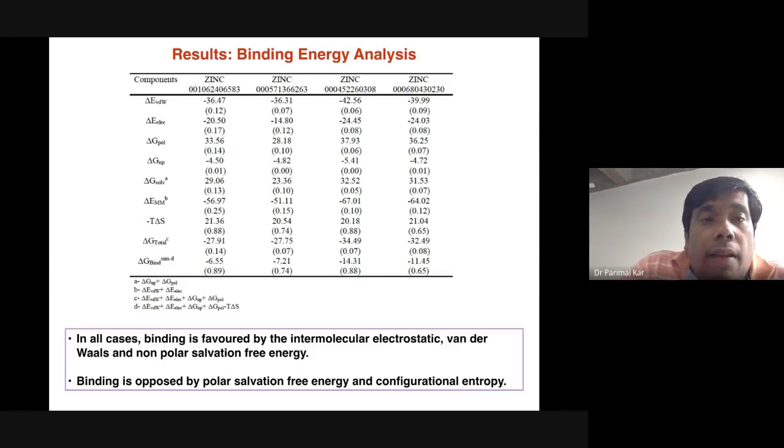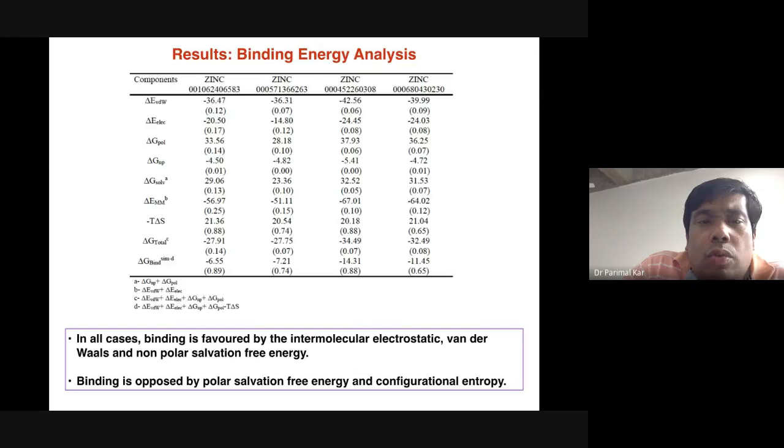That is also favorable. The polar solvation free energy is a penalty that arises due to the dissolution of polar groups, and that always disfavors complex formation, so it is positive. Similarly, the non-polar part is always negative, and that always favors complex formation. And the entropy term, minus T delta S, is also positive, which always disfavors complex formation.